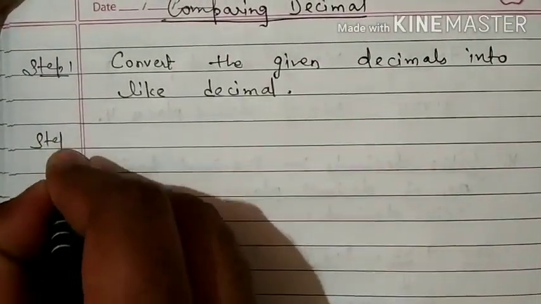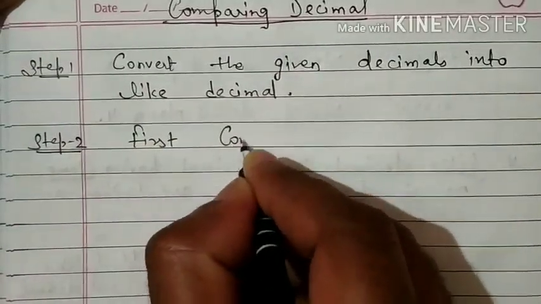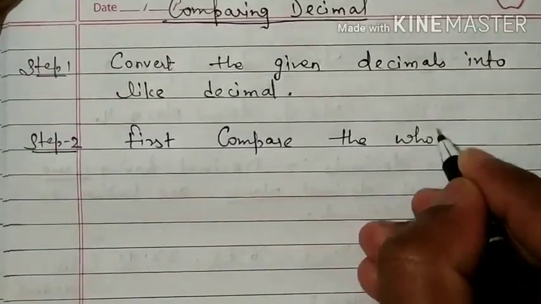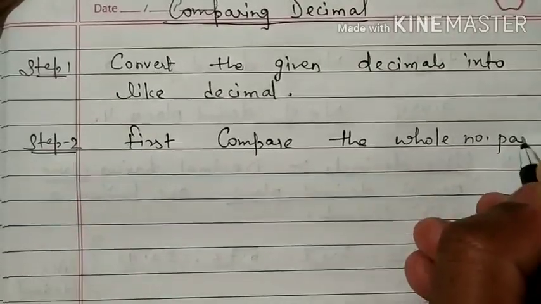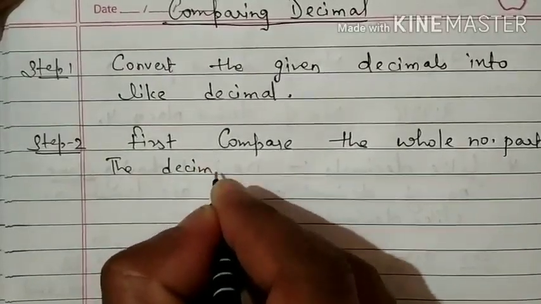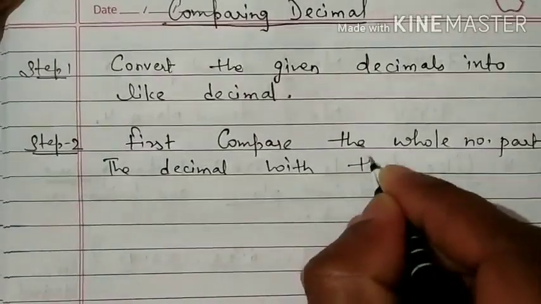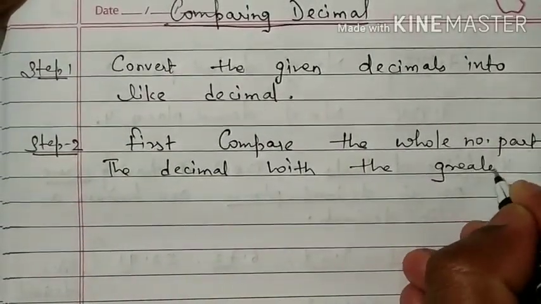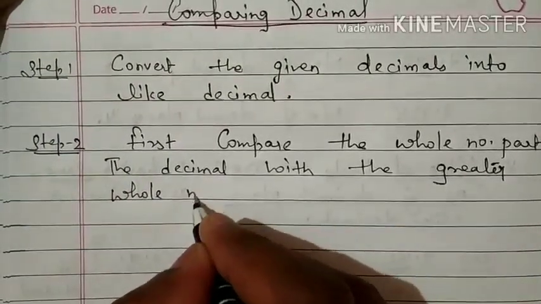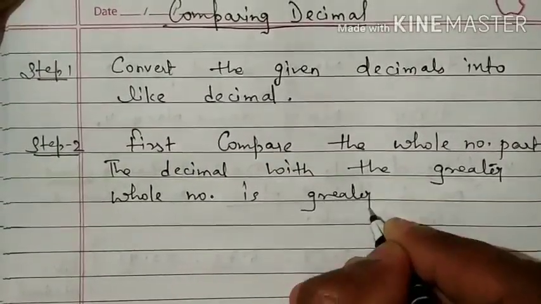Step 2: First compare the whole number part. The decimal with the greater whole number is greater.